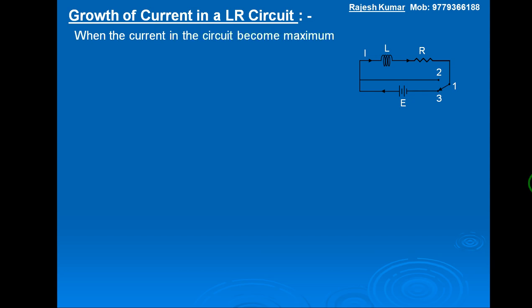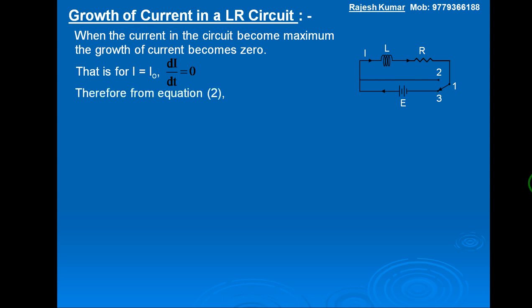When the current in the circuit becomes maximum, the growth of current becomes 0. That is, there is no change in current in the circuit. That is, for I equal to I naught, that is, for capital I equal to capital I naught, dI by dt is equal to 0. There is no change in current in the circuit. Therefore, from equation number 2, we get I naught R is equal to capital E minus 0. This implies capital E is equal to I naught R.